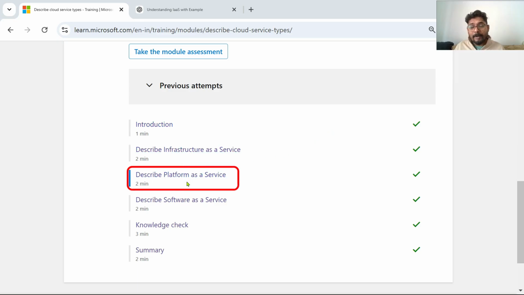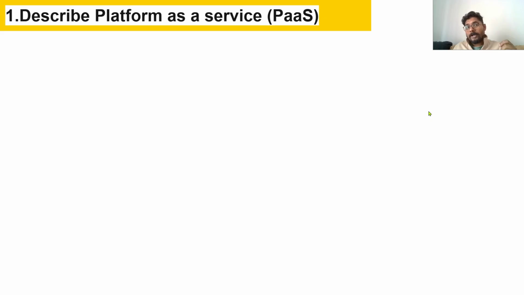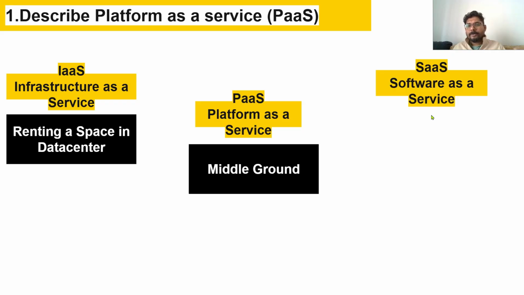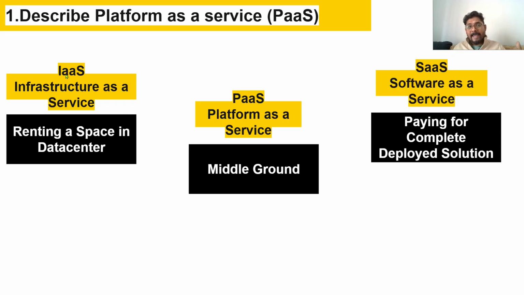The next thing is platform as a service. What is the difference between IaaS and PaaS? PaaS stands in between two platforms: one is IaaS, infrastructure as a service, and the other is software as a service. It is the middle ground. In infrastructure as a service, you are renting a space in a data center. You are buying the hardware resources that you want, without worrying about maintaining the physical security, physical network, physical data center. Nothing to worry about hardware. So that worry is gone with IaaS.